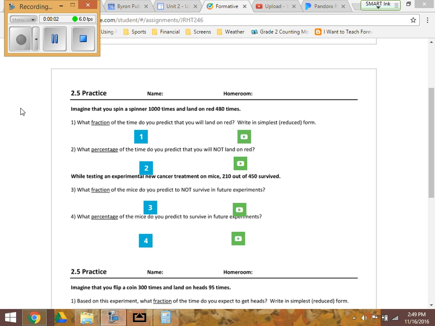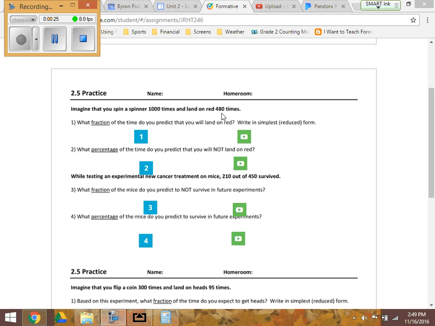Okay, so in math, there's a lot of different ways to do something, and for number two, to find a percent, there's more than one way to find a percent. So the other video showed you how to use the percent proportion. This time I'm going to show you how to change it to a decimal and then multiply by 100 to get a percent. So, what percentage of the time do you predict that you will not land on red?